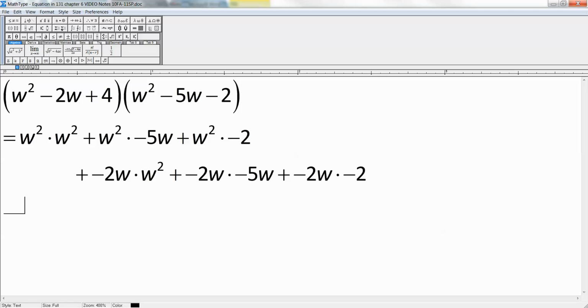So notice the first guy gives me 3 terms. I got the w squared times w squared, that's one term. Then it gives me w squared times minus 5w, that's the next one. And then it gives me w squared times minus 2, so that's 3. And then the negative 2w gives me one term. Then it gives me another term. And then it gives me a third term, right? And then the last one's going to give me 3 as well, because you have to multiply each one of them by 3 things. So my last one's going to give me 3 terms.